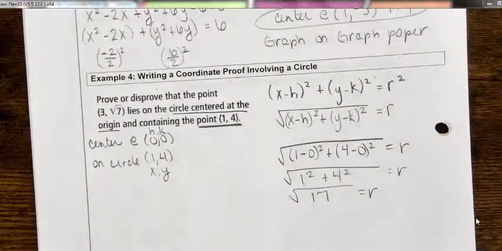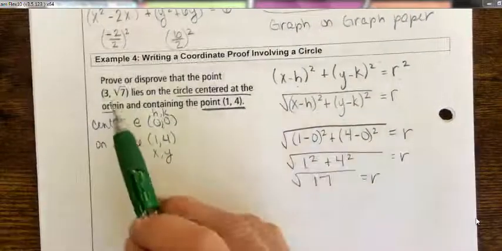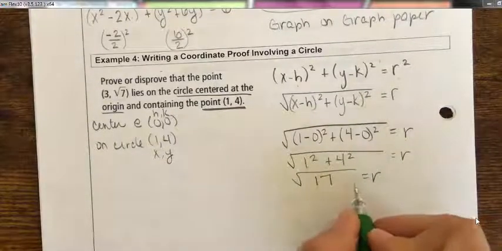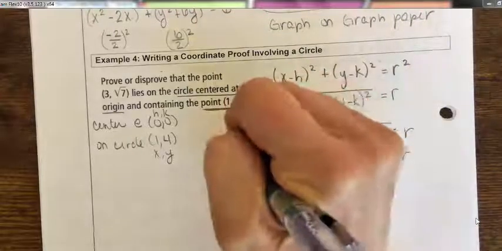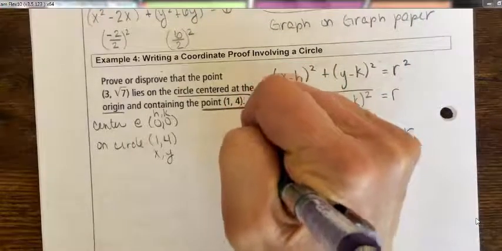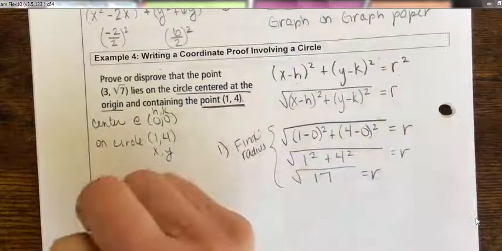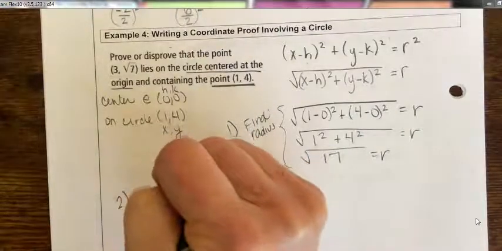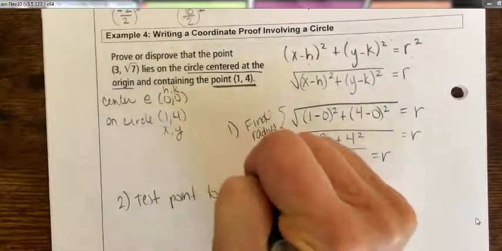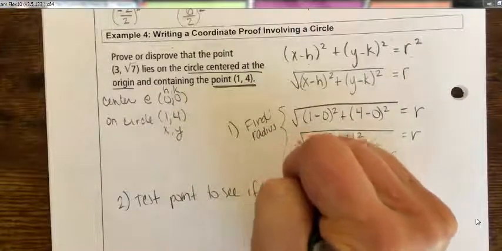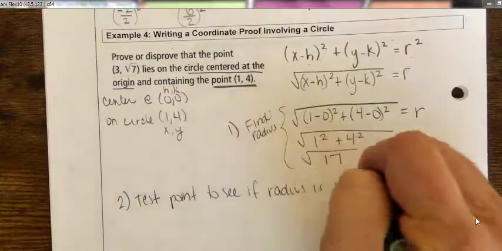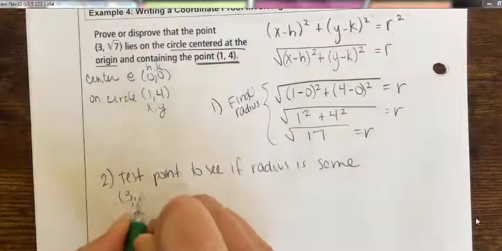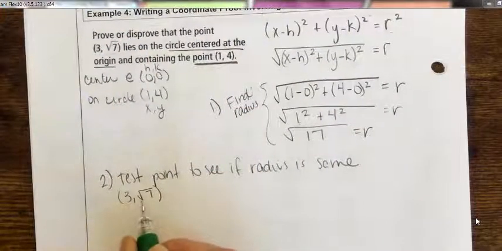So now what we have to do is figure out, will this point also give us the exact same radius? Okay, so this was us just finding the radius, and that was step 1. Step 2, test the point to see if the radius is the same. Okay, so that's this point right here. We're going to test this, because we're not sure if that's actually on the circle.